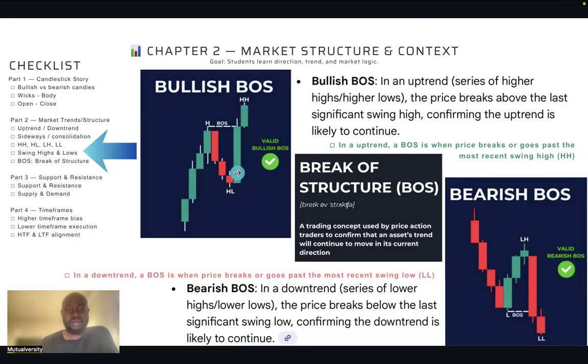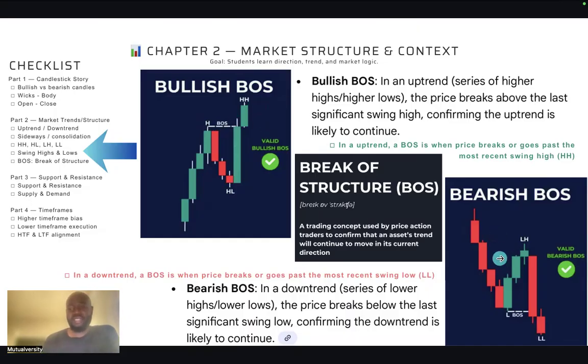So as you can see, as price is coming up and goes past this higher high or swing high, it creates a break of structure. It has gone past it, it has broken it. So that becomes our break of structure, and that's in an uptrend. Whenever price begins to go up and goes past the most recent swing high, that becomes our break of structure and we mark that.